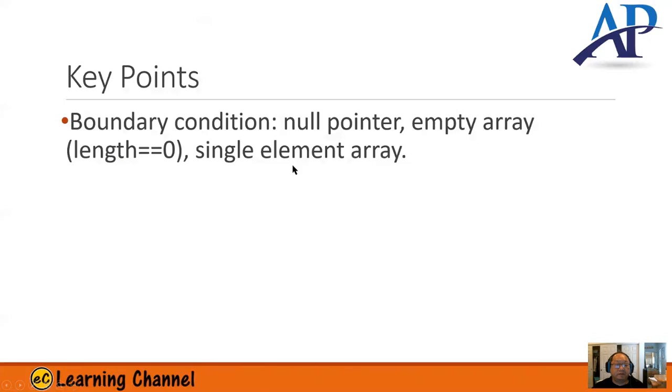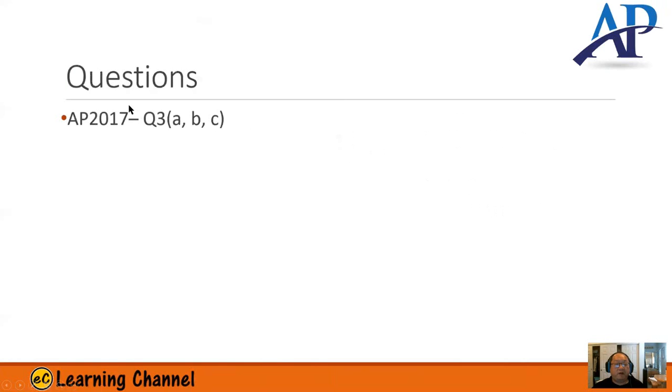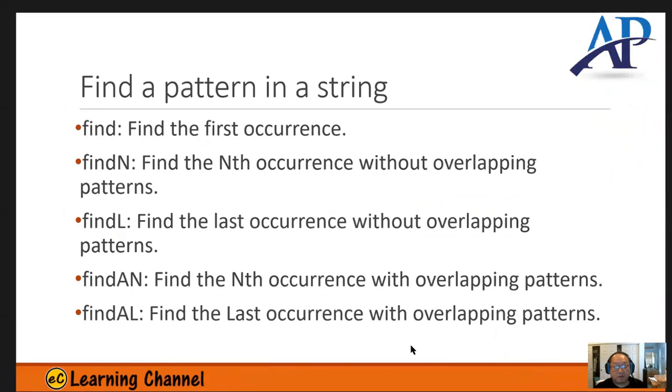Let me check the next one, the find function. A different find function, and this one happened on AP 2017 Q3. Of course, I'm not using the same function name. So here you have find the first occurrence, find the nth occurrence without overlapping pattern, find the last occurrence without overlapping pattern, and find the nth occurrence with overlapping pattern, and find the last. This one should be last. Actually, I did not check this one this time.